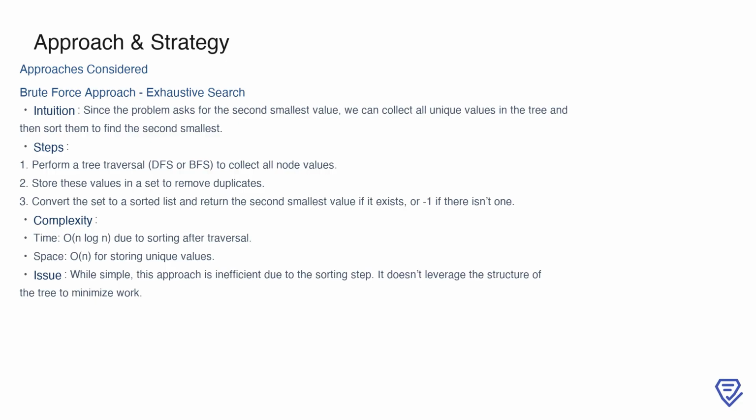While this approach is simple to understand and implement, its inefficiency becomes clear when we analyze the complexity. The sorting step introduces a time complexity of O(n log n), and the space complexity is O(n), due to the storage of unique values. This method fails to take advantage of the tree's inherent structure, leading to unnecessary overhead in both time and space.